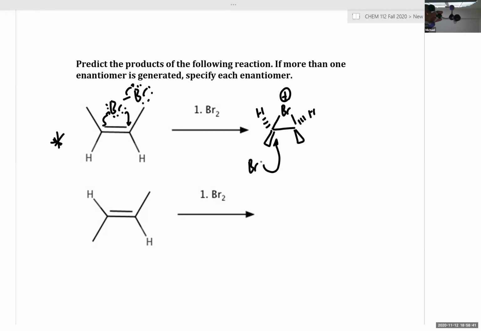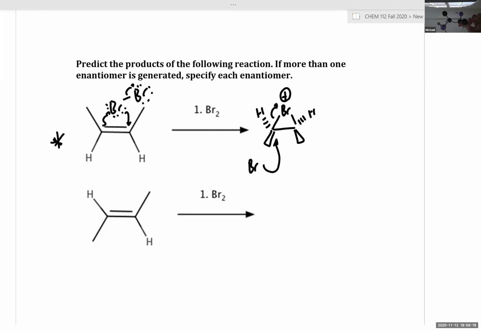Does everyone see what our product looks like after the attack? So just to summarize, we attacked our bromonium from the opposite face. We chose to attack at the left carbon because it's equally hindered to the right carbon. Does everyone see that attack? When we attack, we pop open our bromonium. Does everyone see that so far?